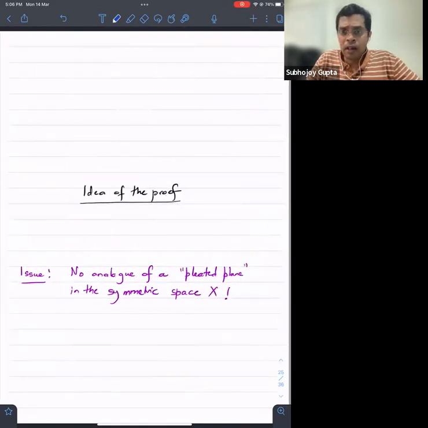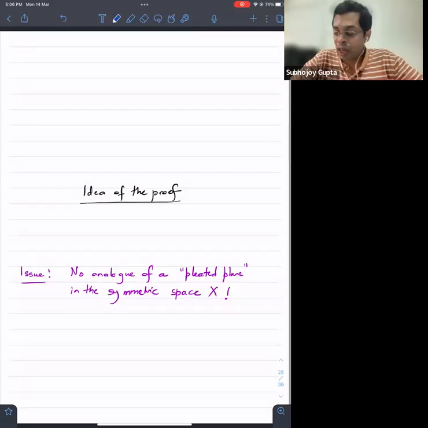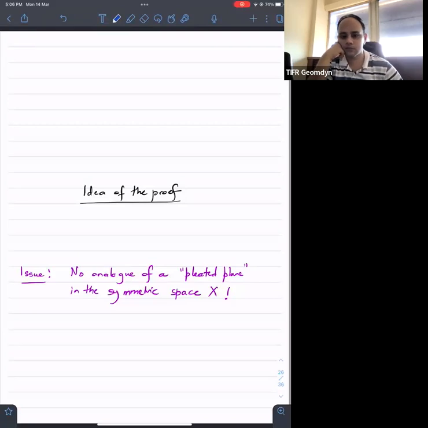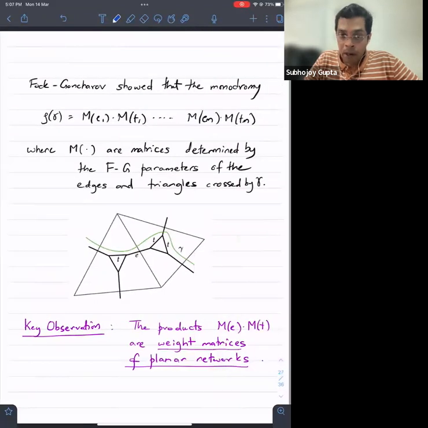Anyway, do I have a couple more minutes, or I guess I've gone over time now? So maybe please say a few words about the general proof. Okay, I'll just give an idea of the proof. One of the difficulties is that there's no analog of a pleated plane in the symmetric space X. There's no good analog that I know of, at least. But what we use is more of the work of Fock and Goncharov.